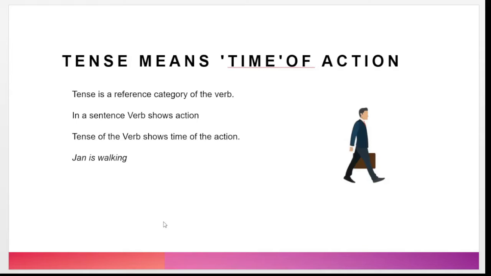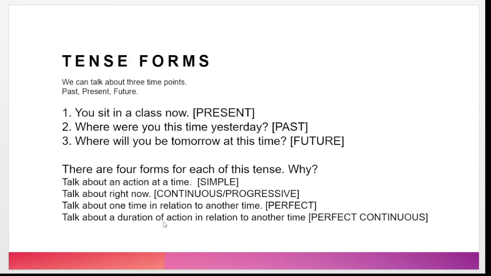So when we think about time, we know that there are three kinds of time. The time that we live, that is in the present. The time that has gone past, that is the past. And the time that is yet to happen, that is the future. The past, present and future.